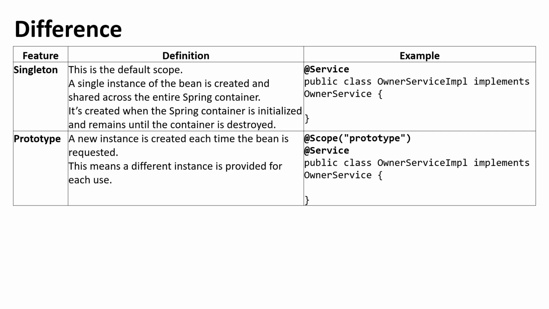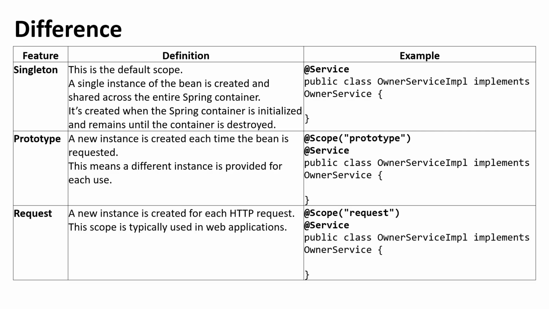Now here the thing is that every time you ask for a bean, maybe you are calling getBean, or maybe you are using @Autowired, a new bean will be provided to you, which means multiple beans for OwnerServiceImpl will be created if you ask for them. Let's go for the next one.